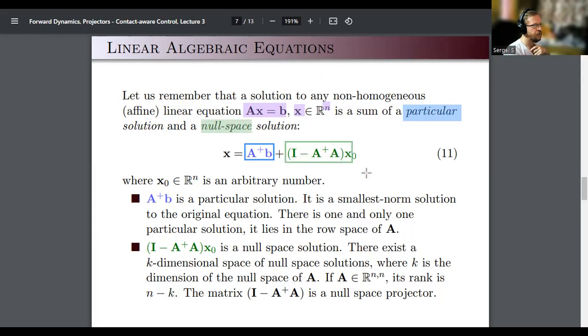The null space solution I write in this form. Let me first discuss the particular solution, and I will explain why I wrote the null space solution in this form. So the particular solution, first of all, is the smallest norm solution. Okay, smallest norm solution. Why?